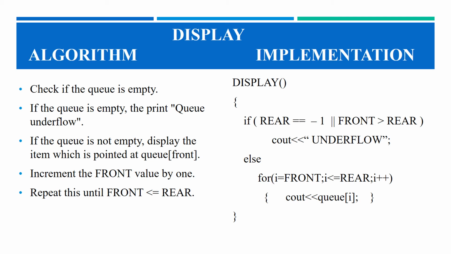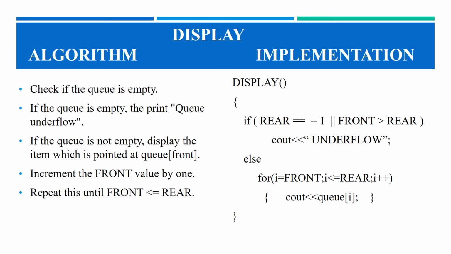Algorithm for display operation. First, we have to check if the queue is empty or not. If the queue is empty, then print the queue is underflow. If the queue is not empty, display the element from the front position and increment the front value by 1. Repeat this process until it reaches the rear end. Let us see how to implement this algorithm in C++ coding.